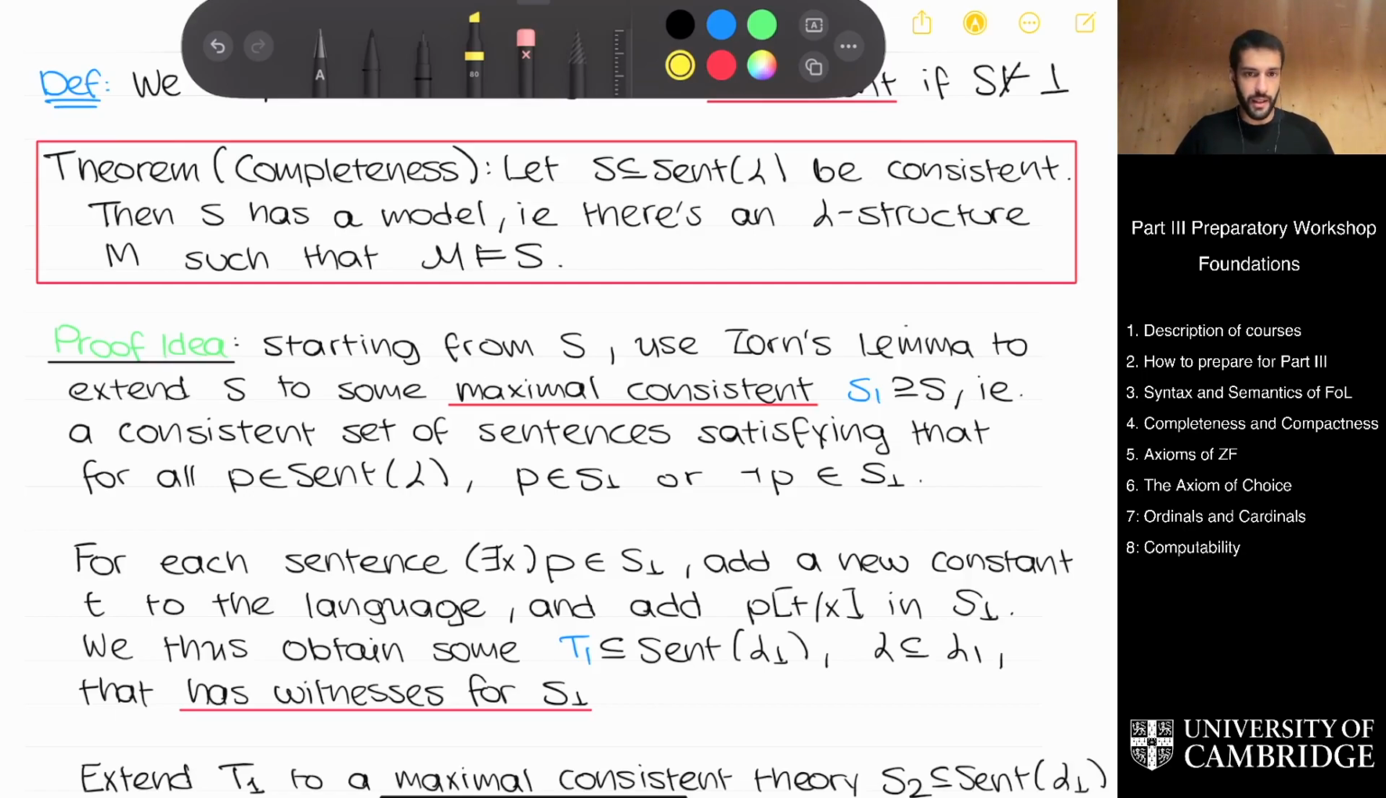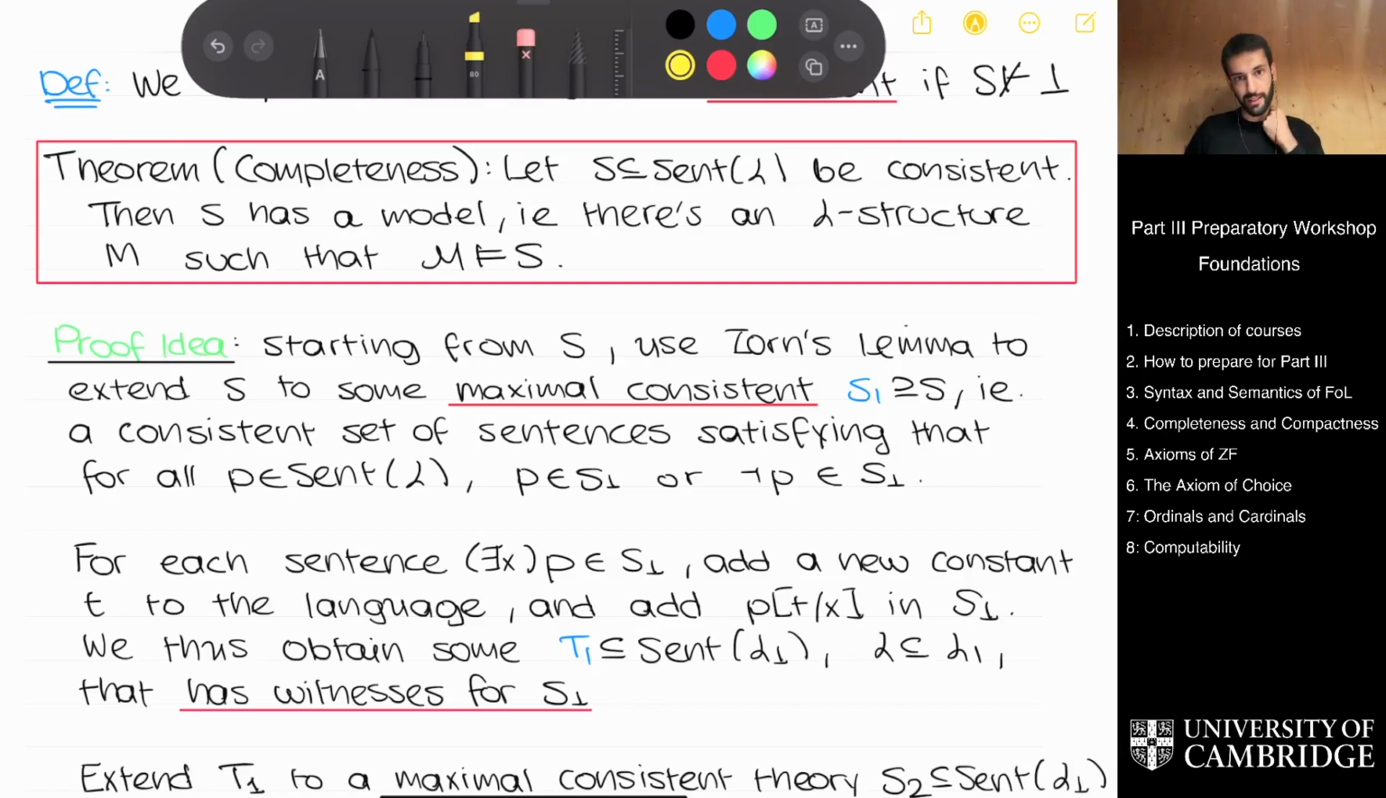Okay, so the idea is that starting from this consistent set of sentences, we use Zorn's lemma to extend this set to one that is maximal and consistent. So what do we mean by maximal? In a sense it is complete. That is, for all sentences P, either P is in our set S1 or the negation of P is in our set S1. And this is an extension, meaning that our original set is contained in S1.